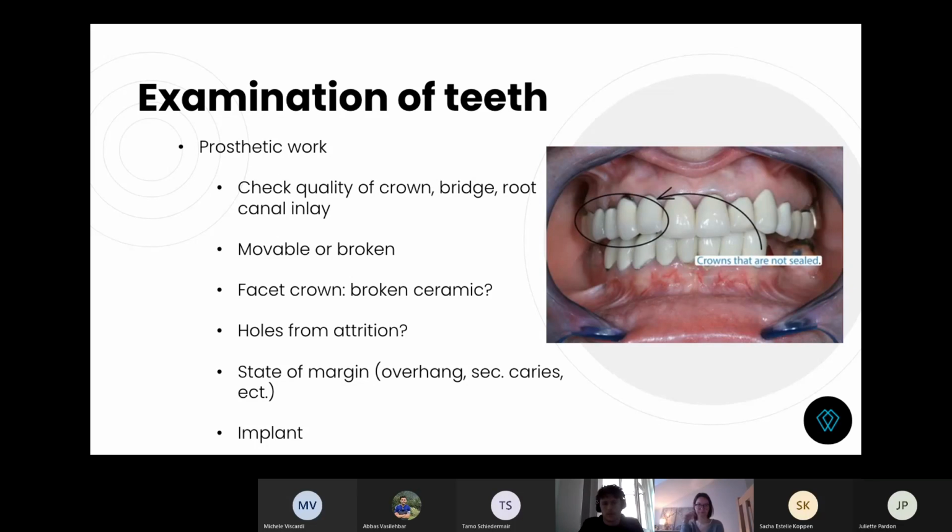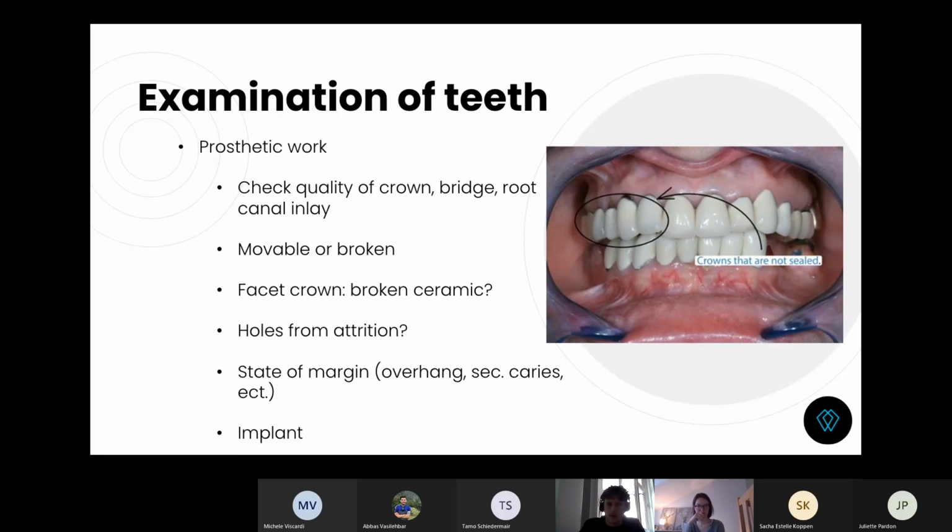You should always, first of all, note down whatever there is in the examination paper, and then you should check the quality of the prosthetic work. If it's still holding onto the tooth properly, it's not movable, or it's not broken. Especially in facet crowns, often there's broken ceramic on the metal and the metal is blank. It can happen that in the frontal teeth areas or even in the molars, if there's a really thin crown, that holes develop from attrition, from the chewing.